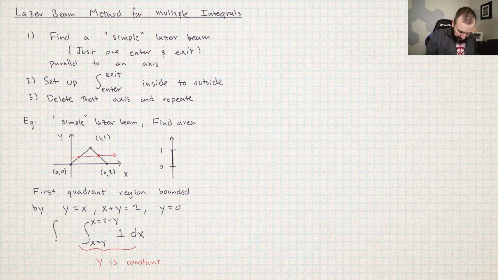So now the second integral we're going to do here is going to go from y equals 0 up to y equals 1 dy. And that's it. We've done it. We have used the laser beam to set up this integral. Let's look at some more complicated examples.